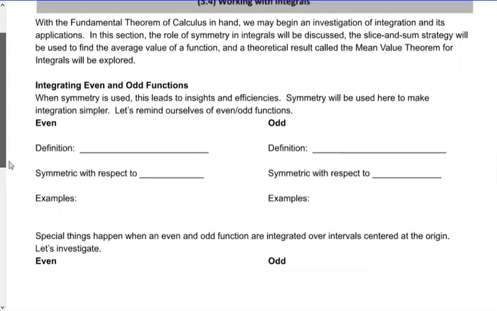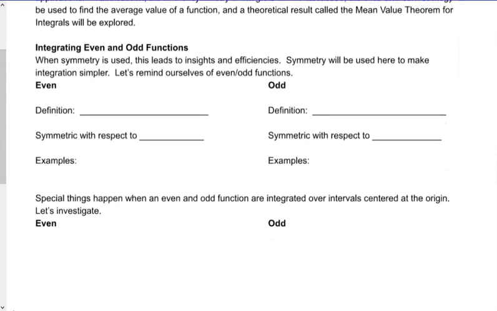In anything that you've done in some math analysis, college algebra course, or algebra 2 course, you might have talked about even and odd functions. A lot of times the extent of that is: is a function even, is it odd, is it symmetrical with respect to the x-axis, the y-axis, the origin, etc. We're going to use that idea of symmetry to help us out with some more efficient integrals. When symmetry is used, this leads to insights and efficiency. So symmetry will be used here to make integration simpler.